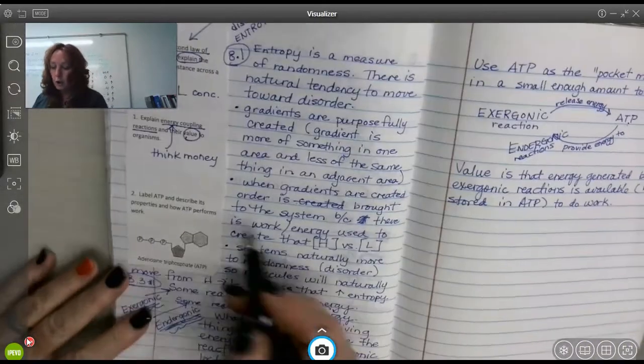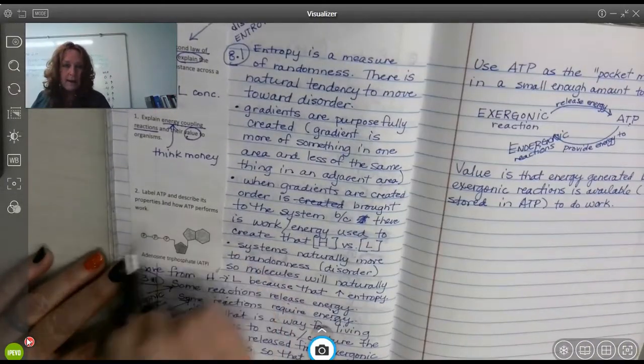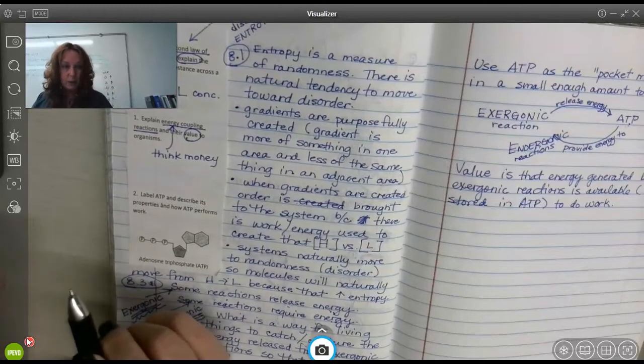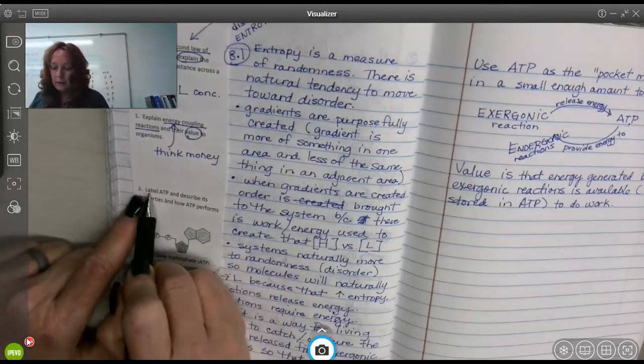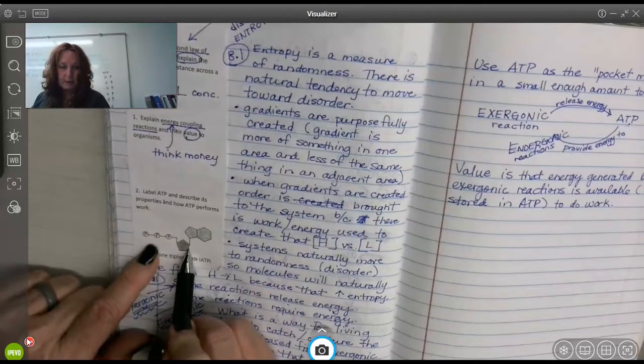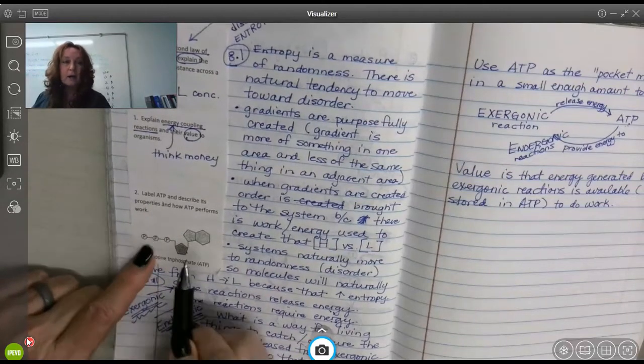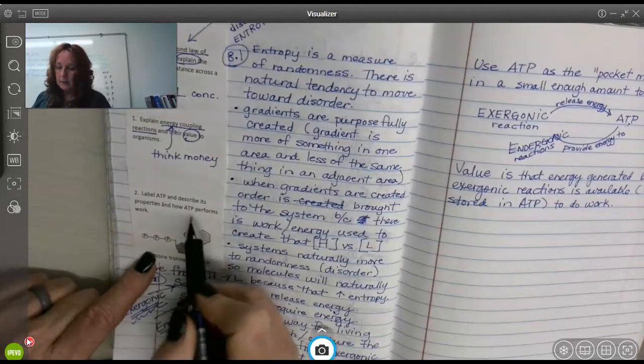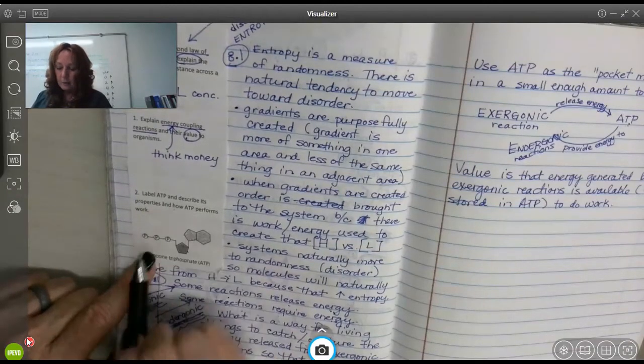Well, let's learn a little bit more about ATP then, because dang, that's pretty awesome. So you're going to label ATP, which is down here. We've already got cards where we know what these are, and describe how it performs its work.